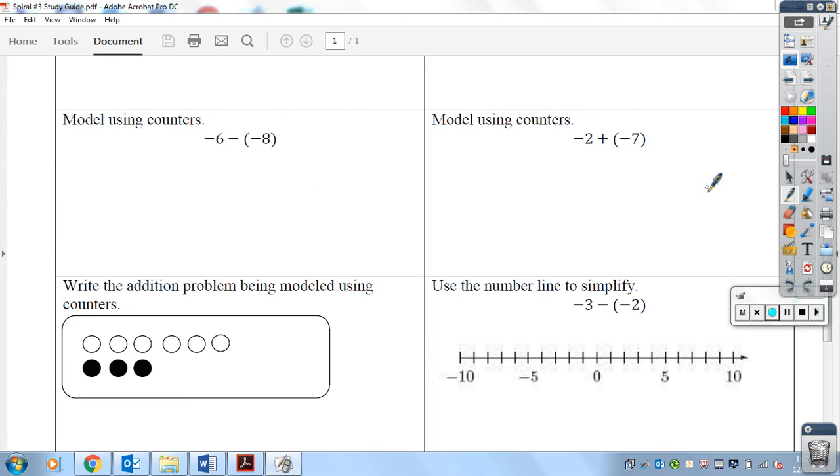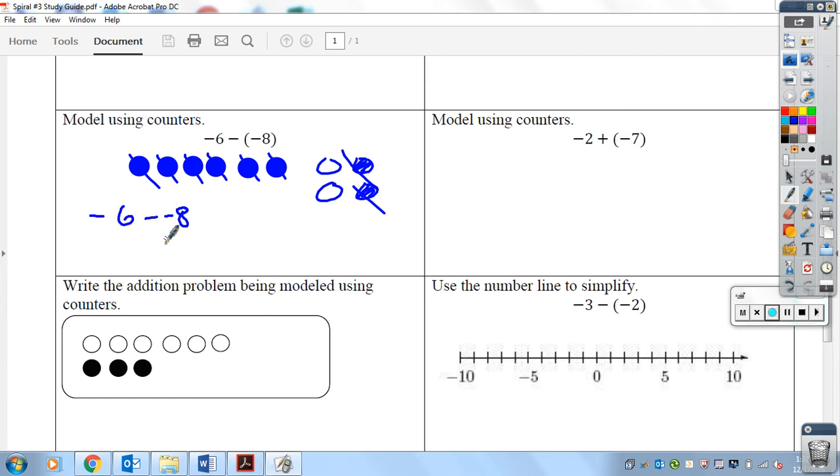Model using counters. Start with 6 negatives. First number we're going to start with 1, 2, 3, 4, 5, 6 negatives. Now it says to take away 8 negatives. I don't have 8 negatives to take away. I do have 6, but I can add some 0 pairs. And now I have 1, 2, 3, 4, 5, 6, 7, 8 negatives to take away. Left with +2. Again, you could check this by doing keep, change, they fight, the positive wins by 2. That's why there's 2 left over.